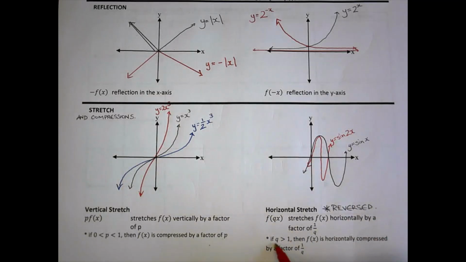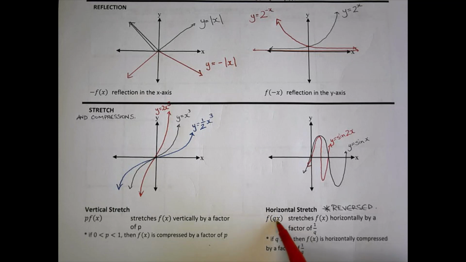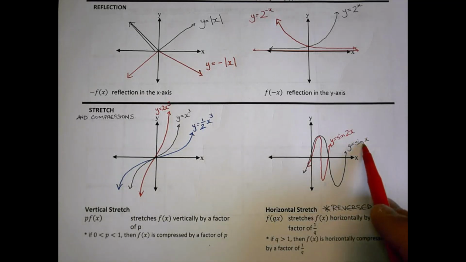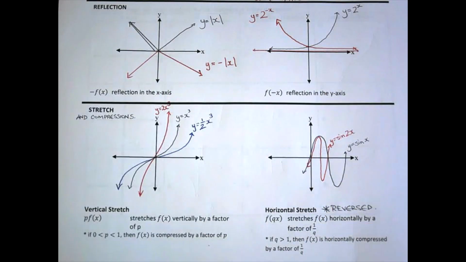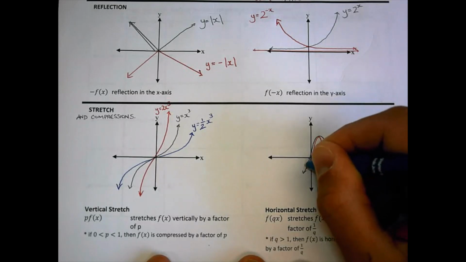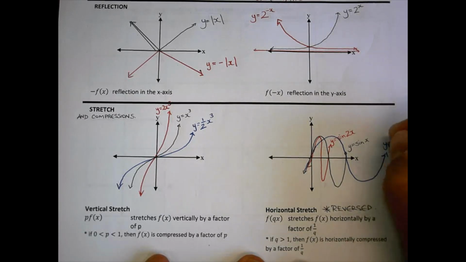The reverse is true. If q is a big number, then it's horizontally compressed by a factor of 1 over q, or in other words, if q is small, it's stretched. So for example, if I put in the number half, in this case q is half, then I have f at half x, so I replace the x with half x. It's a small number, it's a fraction, half. You'd think it would be compressing, but it's doing the opposite. I'm doubling the graph, so it's going to become very, very wide. Y equals sine half x.